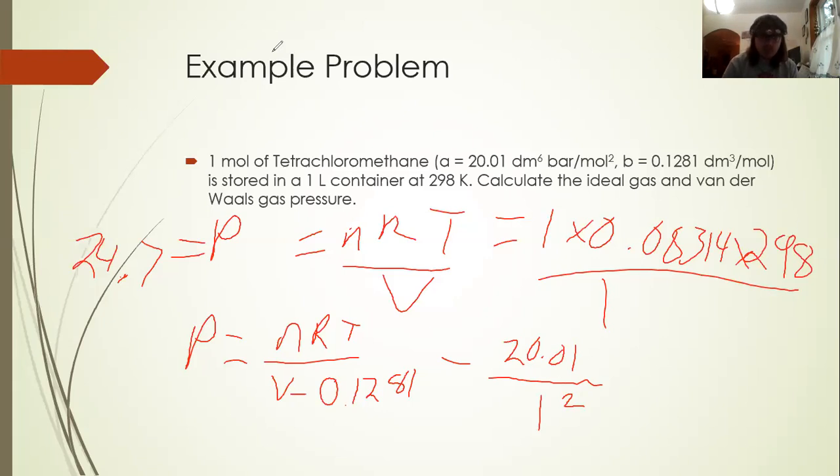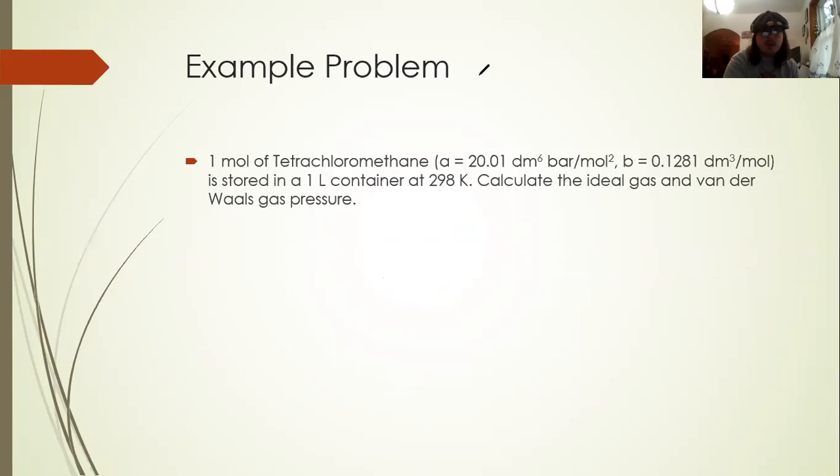But since we have this additional term, interactive, attractive term of 20.01, it drops the pressure down to 8.405. That's a huge change. And that causes us to act totally different than what you would expect.